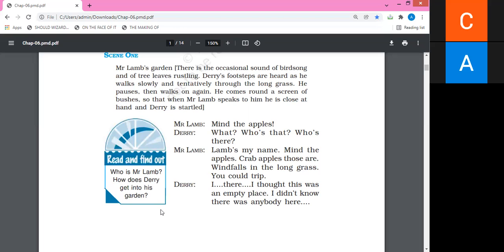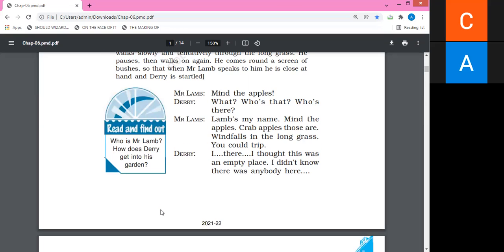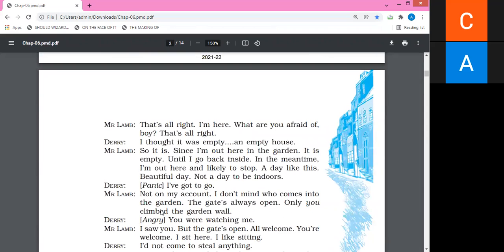Now just look at the next page. Mr. Lamb: That's all right. I'm here. What are you afraid of, boy? That's all right. Mr. Lamb was able to recognize the actions and reactions of that guy. He was able to read that the guy was literally shocked. That is why he wanted to console him. But okay, it was all right.